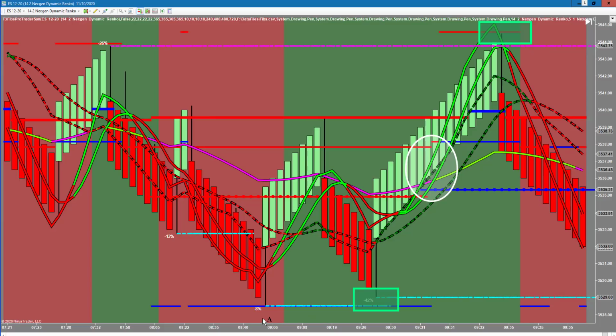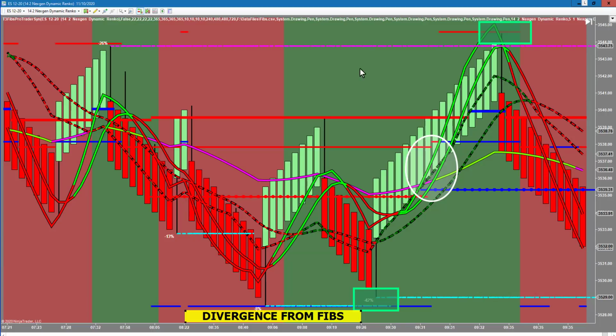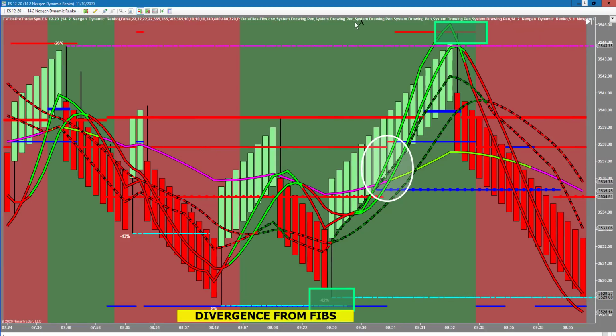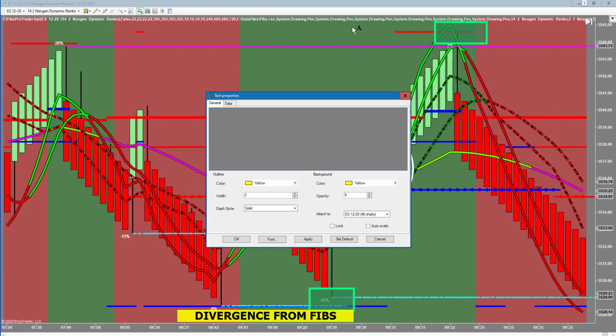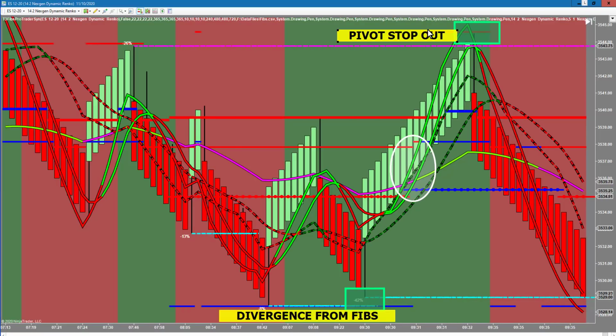Right? So, watch. Divergence from fibs. I'll give you the short version, okay? Divergence from fibs, and that's a good bottom. And then this is one of our favorites. You guys have seen it enough, right? A pivot stop out of divergence at fibs, and that's usually a really good top for us, right? Divergence from a fib is a really good top.